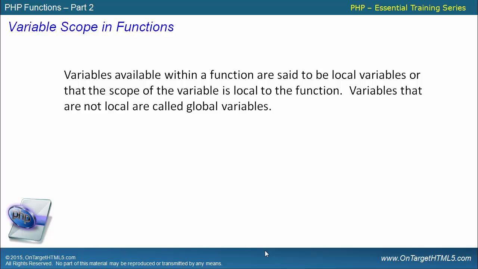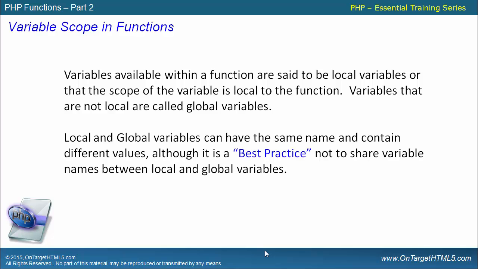Variables that are not local are called global variables. Local and global variables can have the same name and contain different values, although it's a best practice not to share variable names between local and global variables. And as you're going to see as we get further along in our training, there are things that we do as developers and programmers when we name global variables so we can recognize right away that it's a global variable.